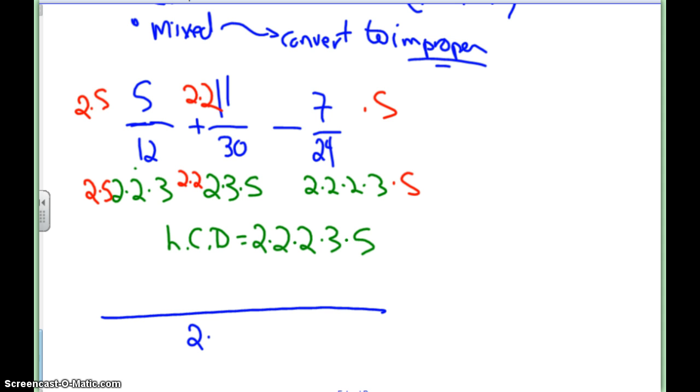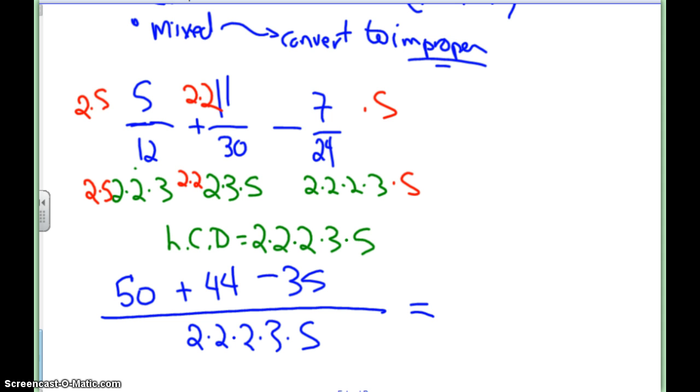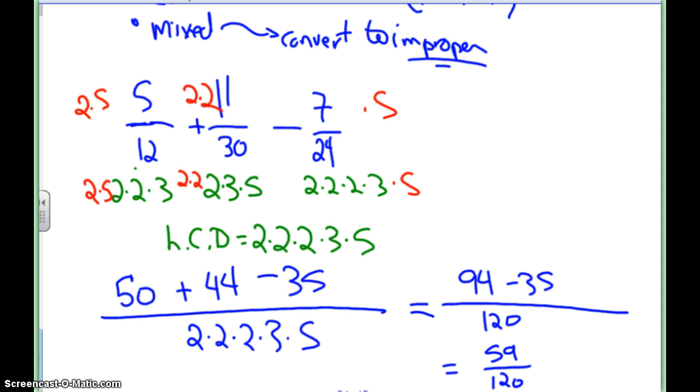My denominator is 2 times 2 times 2 times 3 times 5, and the first fraction has a numerator of 50, plus 4 times 11 is 44, and minus 35. So our final answer, now that we have a common denominator, is 94 minus 35 over 120, which equals 59 over 120, and all was good in the land.